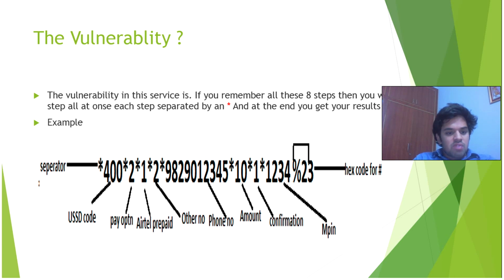Say *400 is the USSD code for Airtel Money; then *2 is an attribute, and *1 is also an attribute. All these after the star are attributes of this USSD code *400#. So what we do is *400#, star, then 2 for the pay option, then star 1 for Airtel prepaid, then star the phone number, then star the amount, then star the confirmation, then star the MPIN, and then %23, which is the hex code for hash.